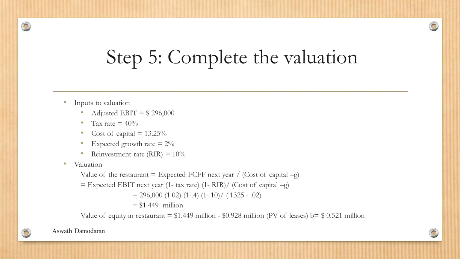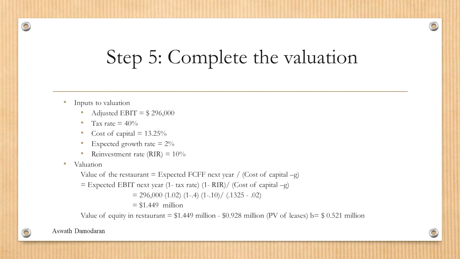So the value of the restaurant equals expected EBIT next year, $296,000, times 1 plus the growth rate, times 1 minus the tax rate, that's after-tax EBIT, and times 1 minus the reinvestment rate. That will give you free cash flow to the firm. Then you divide by the difference between the cost of capital and the growth rate to come up with $1.45 million valuation of the company. This is a valuation of the firm.